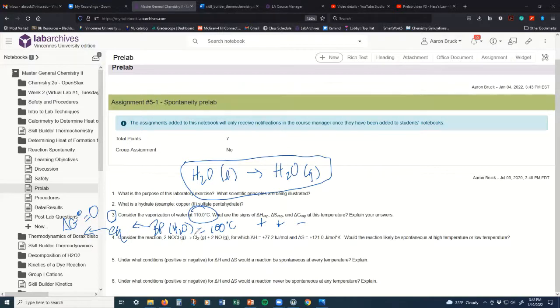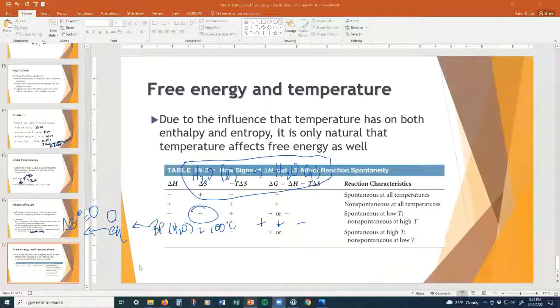So what you need to do for the remainder of the pre-lab here is just this. Evaluate. You've got a positive value here and a positive value here. What does that mean? We'll go to the chart. Go to the chart, figure out when it is going to be spontaneous at every temperature. When is it never going to be spontaneous? This chart here is going to give you that information.